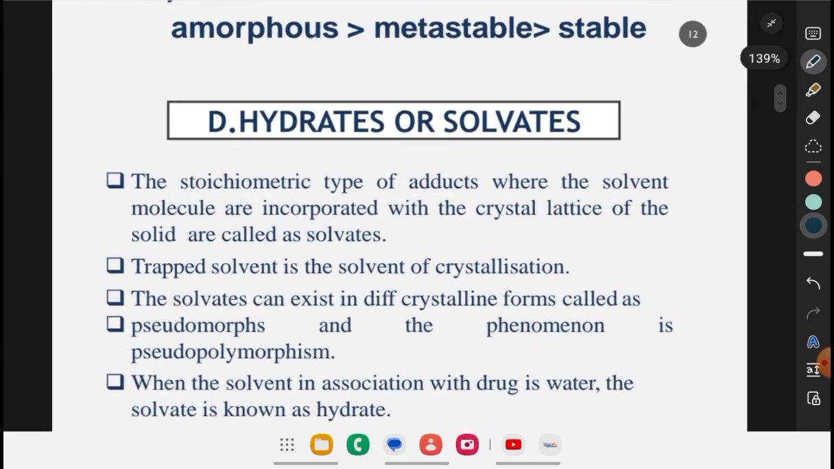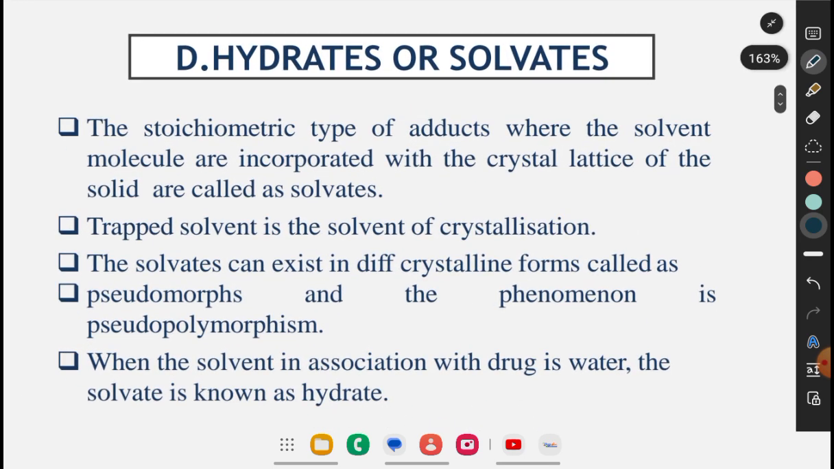Next, coming to hydrates or solvates. Stoichiometric types of adducts where the solvent molecules are incorporated within the crystal lattice of the solid are called solvates. The trapped solvent is the solvent of crystallization, and solvates can exist in different crystalline forms called pseudomorphs, and the phenomenon is called pseudopolymorphism. When the solvent associated with the drug is water, it is known as a hydrate.